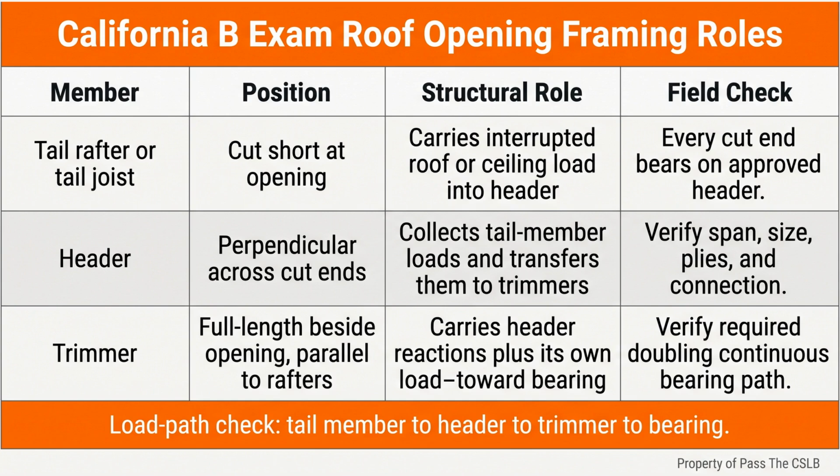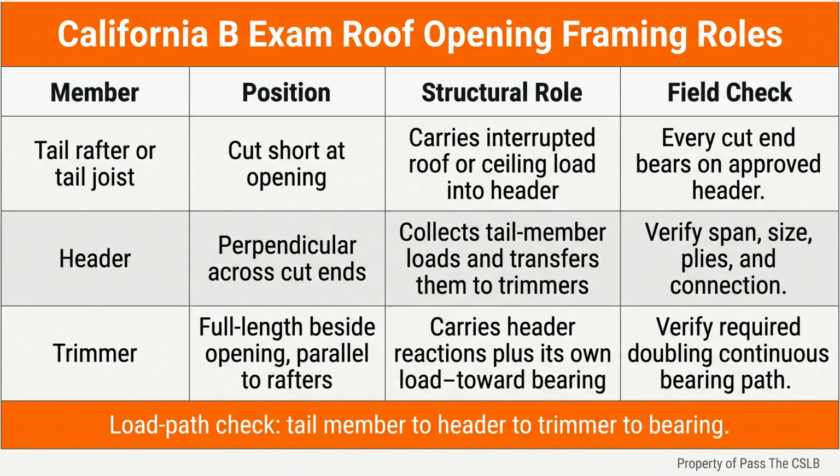The table is not a substitute for approved plans, but it gives me a fast field check. I can ask whether every cut member lands on a header, whether every header lands on a trimmer, and whether each trimmer has a real path to bearing. A crew can make an opening look square without making it structurally complete. A neat rectangle is geometry. A complete load path is structure. I inspect the transfer of force, not just the shape.